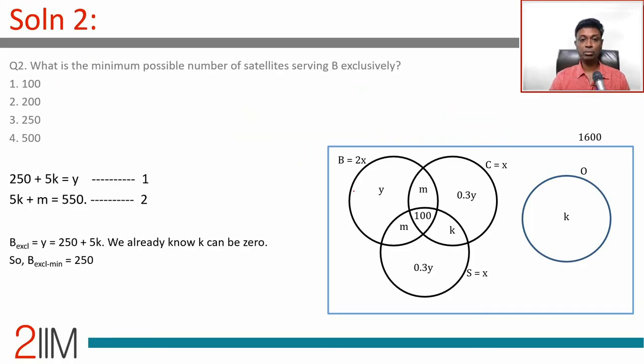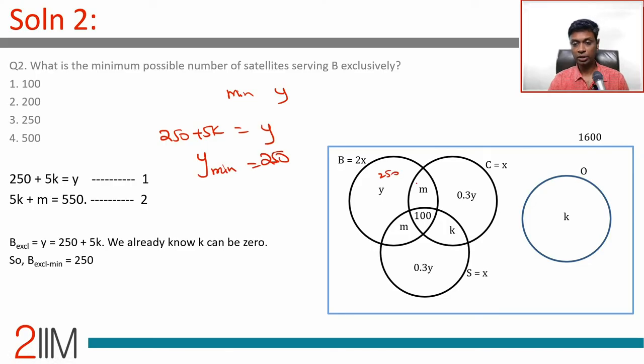What is the minimum possible number of satellites serving B exclusively? So we want to find minimum Y. We know that 250 plus 5K is Y. K can be 0. We've already seen that. If K is 0, then Y is minimum. Y minimum is 250. Because this will be 550, this will be 550. That is still a complete grid. That is possible. Minimum Y is 250. Exclusively serving B, 250.